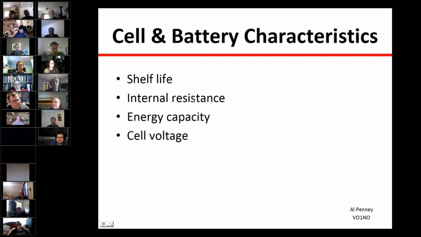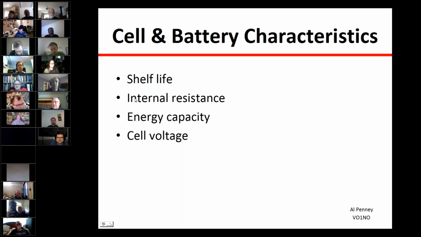The internal resistance is another characteristic of cells and batteries. You've got to remember that the material inside the battery, the electrolyte, has a certain amount of resistance. In some batteries the resistance is relatively high, so when you try to get a lot of current out of a battery, the resistance slows that current down and your voltage appears to drop.